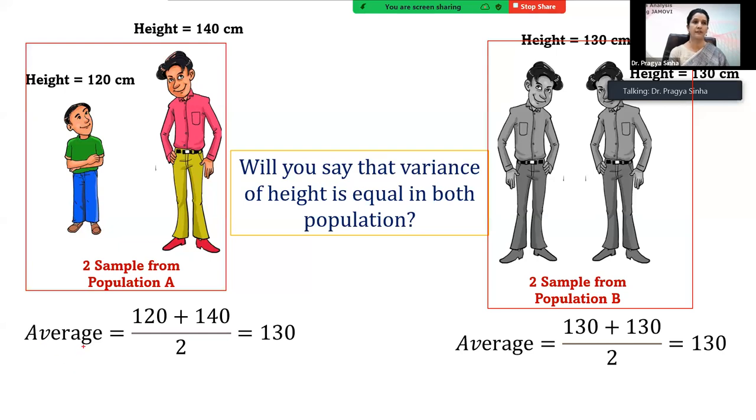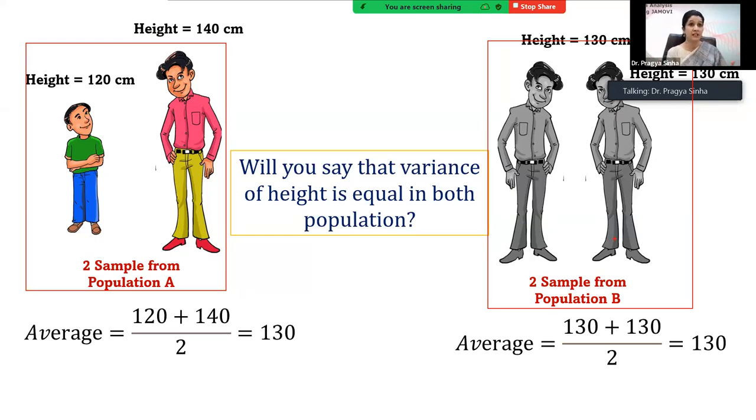So what is the average of this sample? We never take two samples as our study purpose, but just to simplify the concept of variance, we have taken two individuals as our sample size. The average would be 120 plus 140 divided by 2, which is 130. Now in the second scenario, I have withdrawn two samples from population B. Here the height of both individuals is 130, so the average is 130. If you just see the mean of these two populations, the mean is the same: 130 in scenario one and 130 in scenario two.